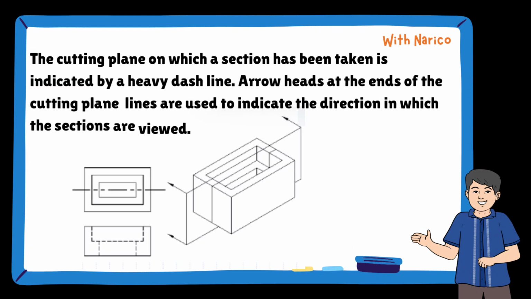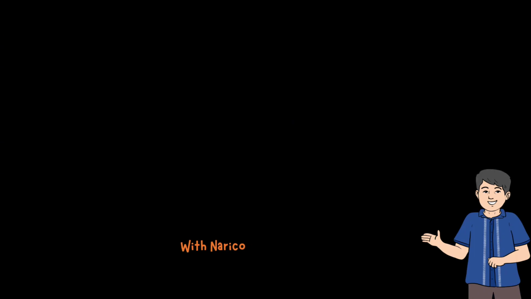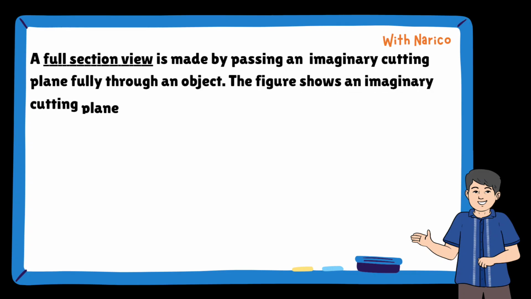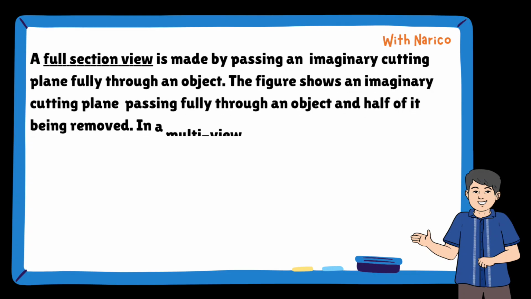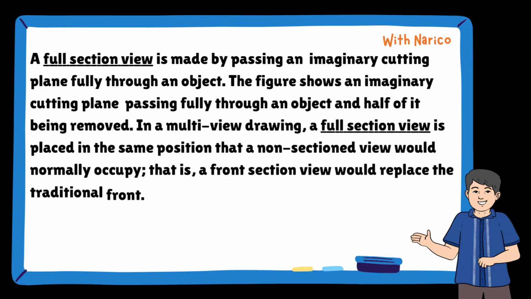Arrowheads at the ends of the cutting plane lines are used to indicate the direction in which the sections are viewed. Types of sectional views. A full section view is made by passing an imaginary cutting plane fully through an object. The figure shows an imaginary cutting plane passing fully through an object and half of it being removed.